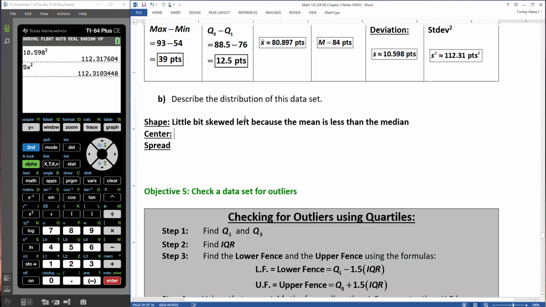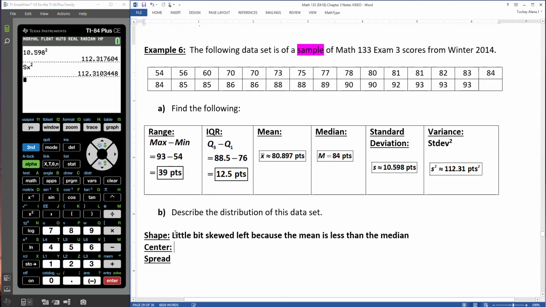And actually, I should have been more clear. The units for this problem, sorry, the units for this problem are points.